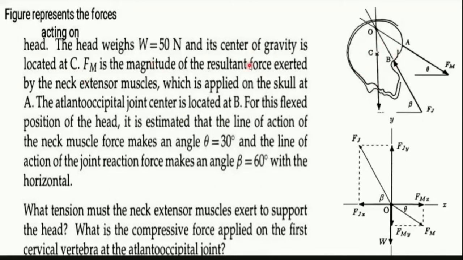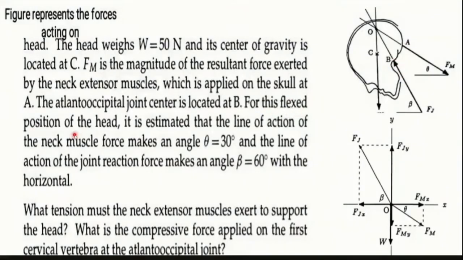Fm is the magnitude of the resultant force exerted by the neck extensor muscles. So here is the Fm, which is applied on the skull at A. So Fm is applied at A. So we are taking the Fm direction to be outward and Fm is inclined at an angle theta. The atlanto-occipital joint center is located at B. So this is the atlanto-occipital joint center, which is at B.